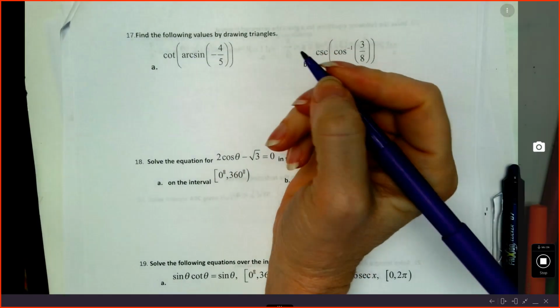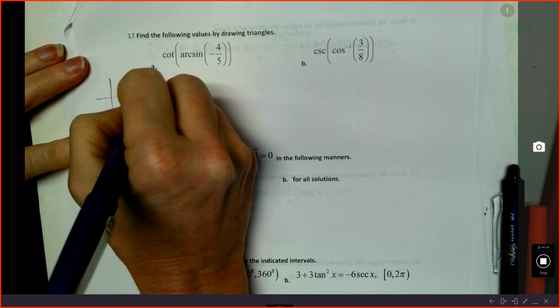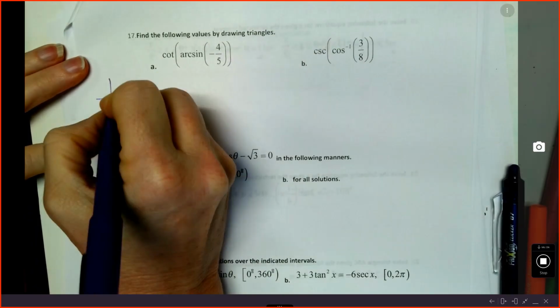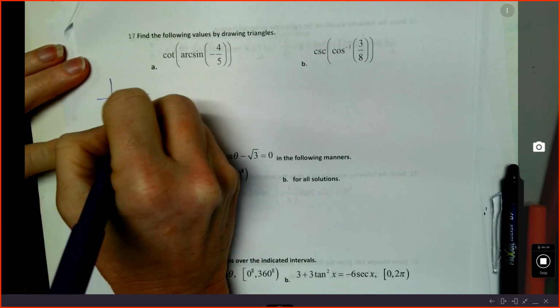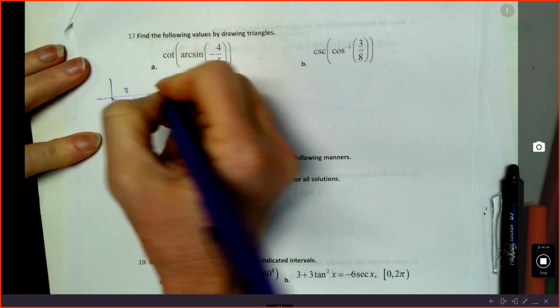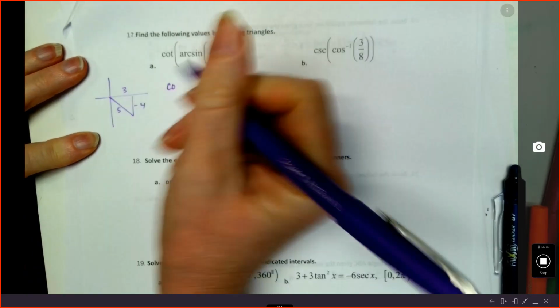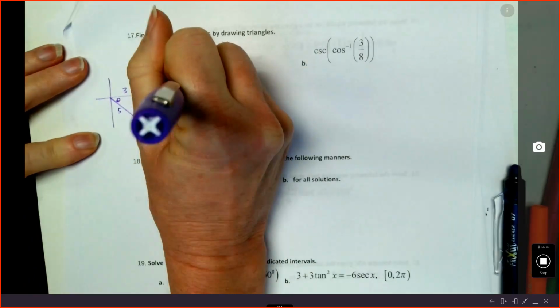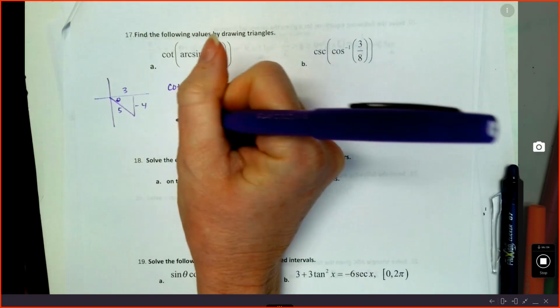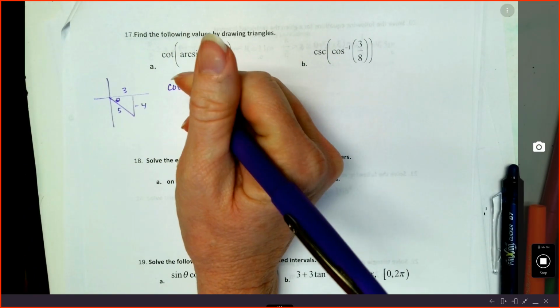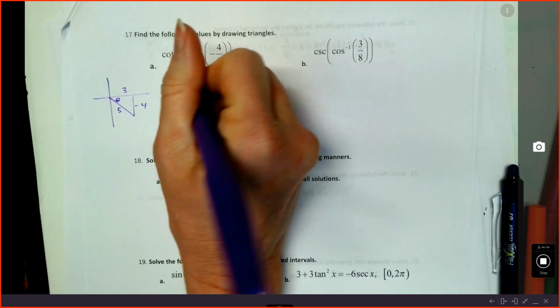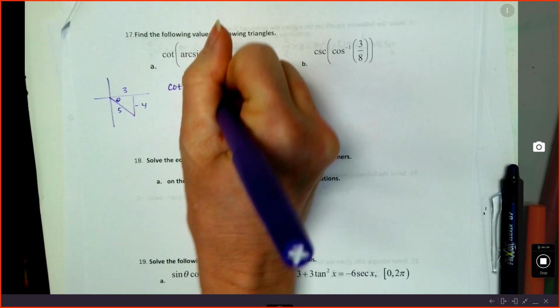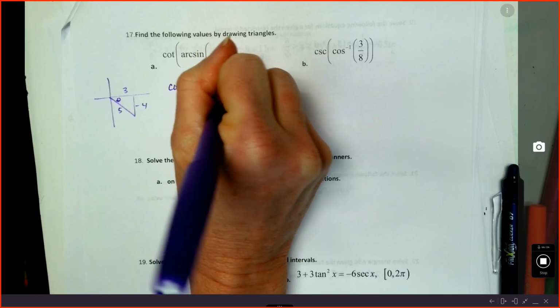So it has to be quadrant 4. This one has to be quadrant 4. And then it's a 3, 4, 5, I think. It is. So I need cotangent of that same angle. Tangent is opposite over adjacent, so this would be adjacent over opposite. So you're negative 4.